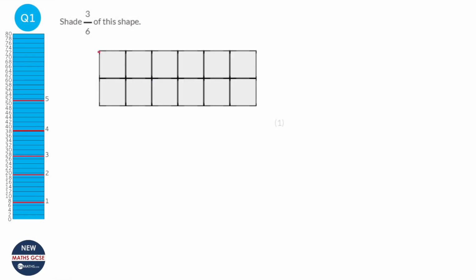If I split this shape into two sets of 6 blocks, when we're asked to shade in 3/6, for each one of those, or each set of blocks, I'm going to shade in 3 of the 6. So that's 3 for the first set, and this is 3 for the second set.